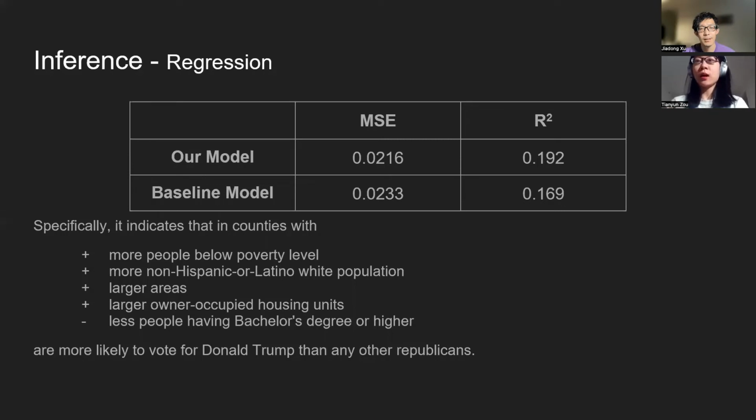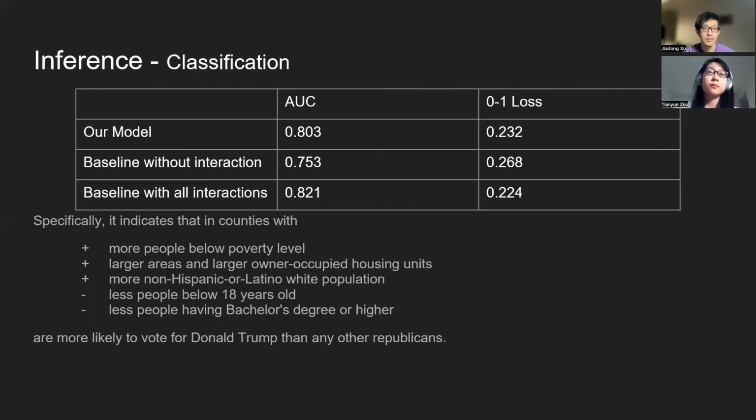For regression, on the test set, our model has a lower MSE and larger R-square compared to the baseline model. Specifically, it indicates that counties with more people below poverty level, more white population, larger areas, larger owner-occupied housing units, and fewer people having bachelor degrees or higher are more likely to vote for Donald Trump than any other Republicans. For inference of classification, the conclusions are similar, except that there is one extra indicator of fewer people below 18 years old.